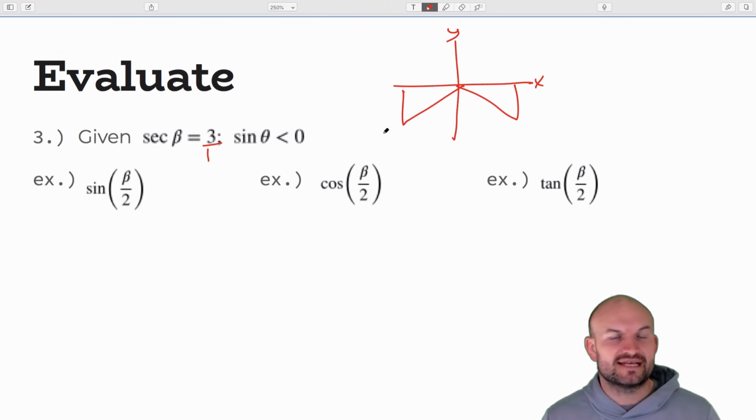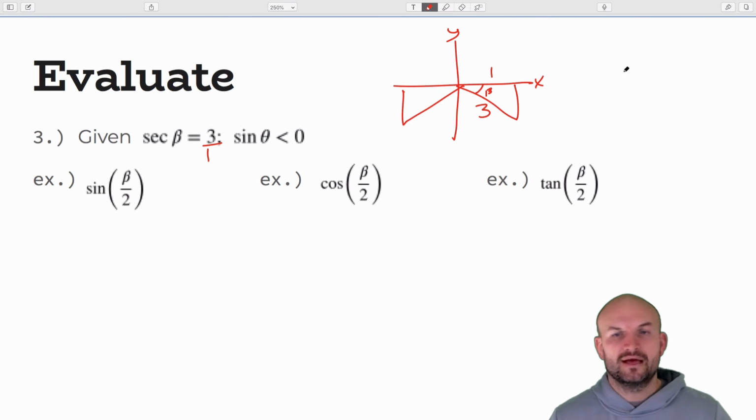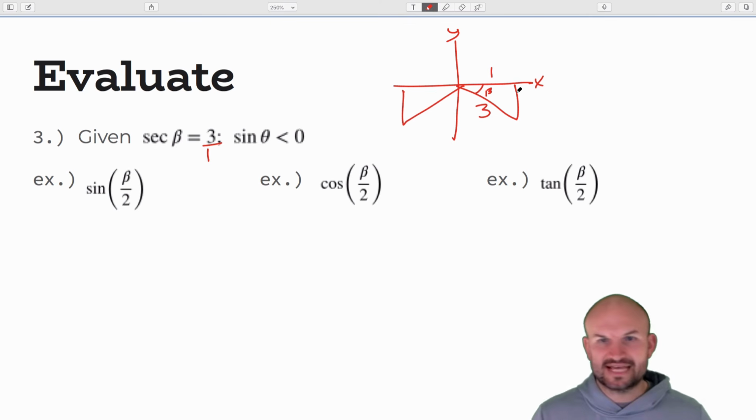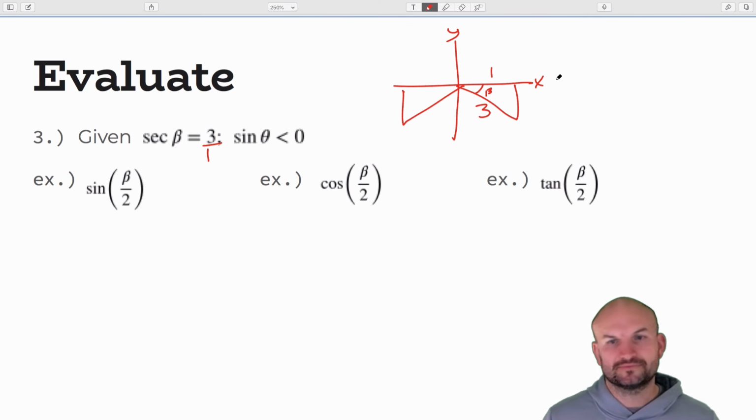Now, my big thing is I need to determine which quadrant it is. Well, since secant is positive, it has to be to the right, right? Secant, remember, is hypotenuse over adjacent. So therefore, the adjacent side is positive, so it has to be to the right. So here's a 3, 1. We'll call this beta. And then now we need to figure out what exactly our opposite side is here.